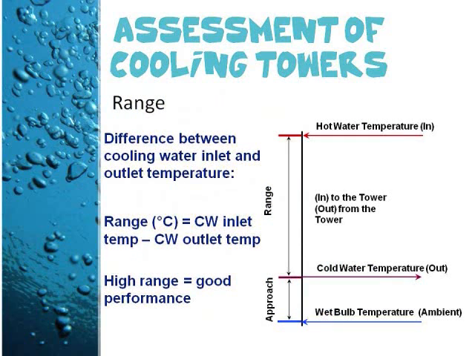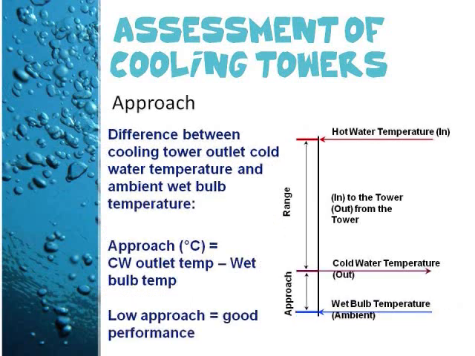The range is the difference between the cooling tower water inlet and outlet temperature. The formula for cooling tower range in degrees Celsius is cooling water inlet temperature minus cooling tower water outlet temperature. A high cooling tower range means that the cooling tower has been able to reduce the water temperature effectively and thus performing well.